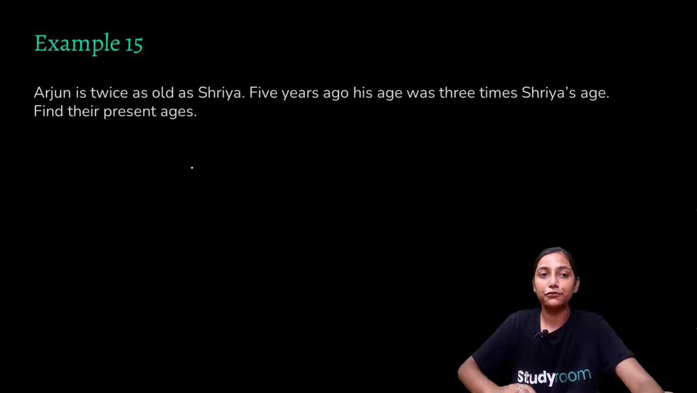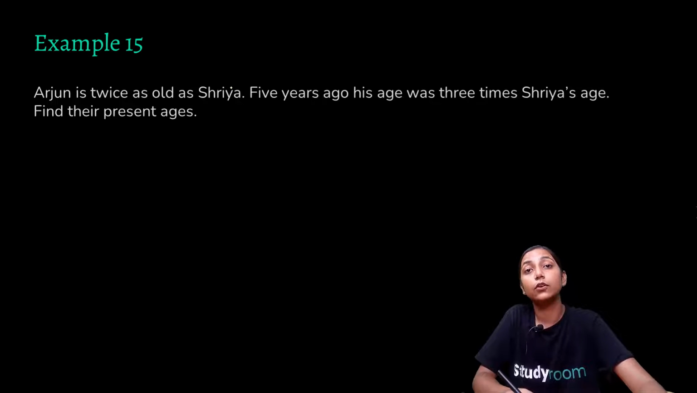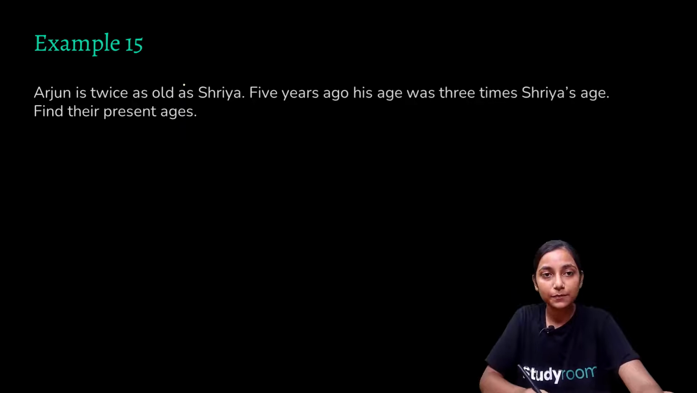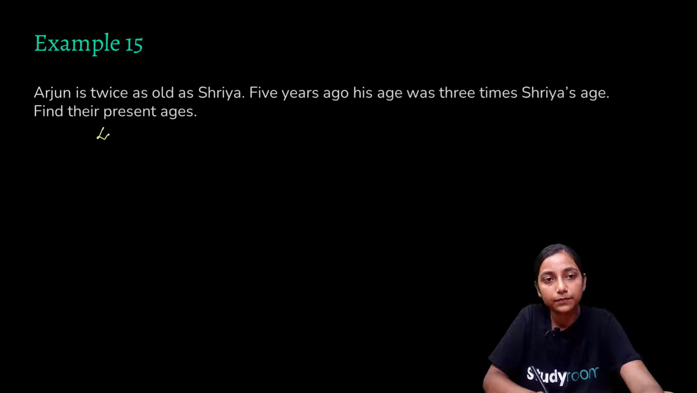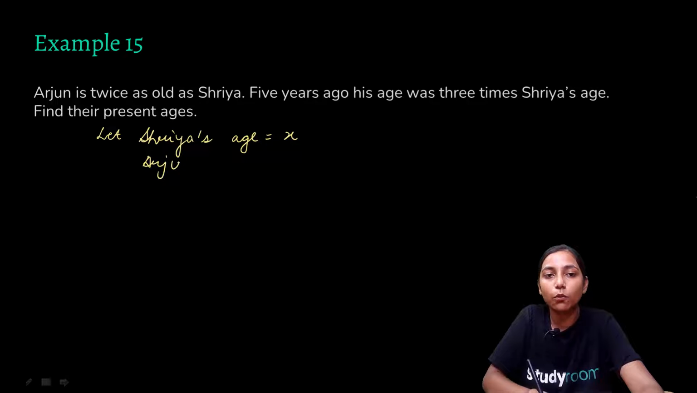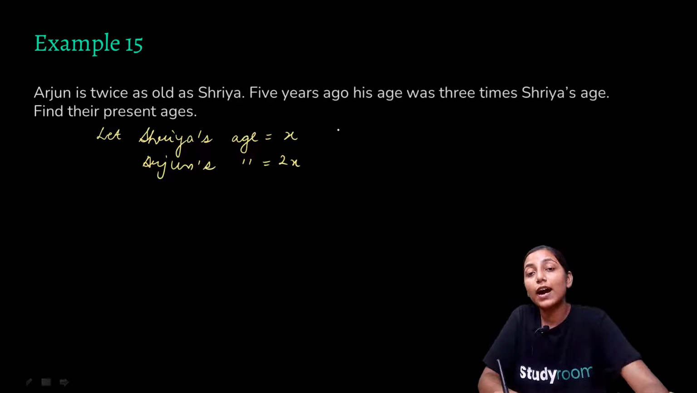Now our example number 15 says that Arjun is twice as old as Shriya. 5 years ago, his age was 3 times Shriya's age. We need to find their present ages. Just like the previous examples, let Shriya's age be x years. Then Arjun's age will be what? Arjun's age will be 2 times x because he is twice as old as Shriya. It will be 2x.